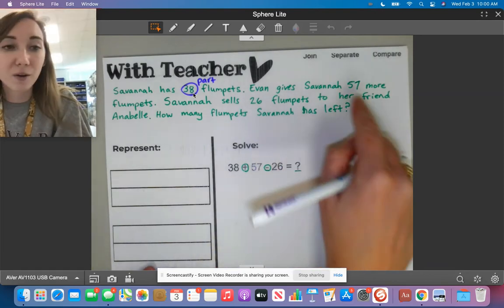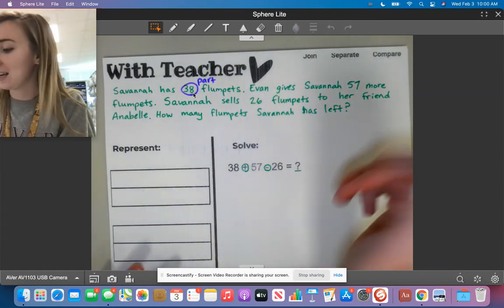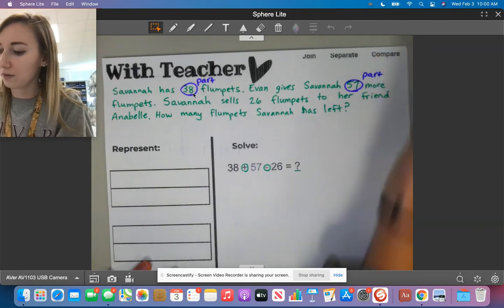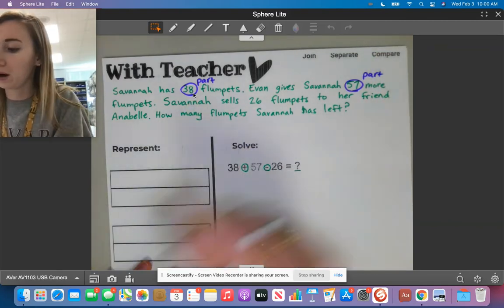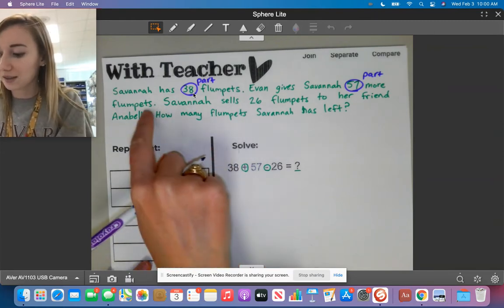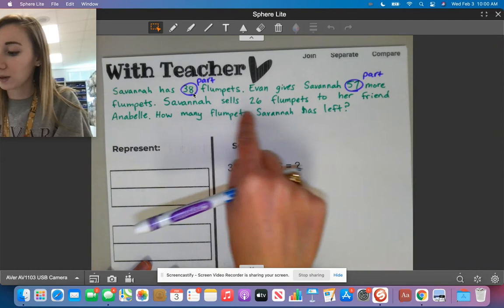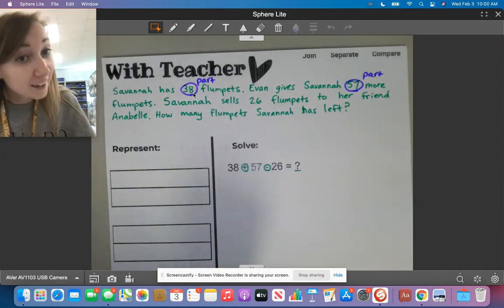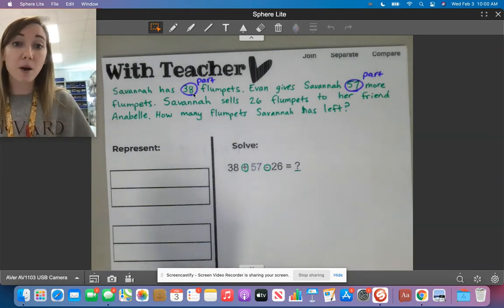No. So is it a part or a whole? It is a part. So we've got a part that she starts with, a part that is given by Evan, and then what happens? And then Savannah sells 26. Does she sell all of her flumpets? No. So guess what? That's a part.